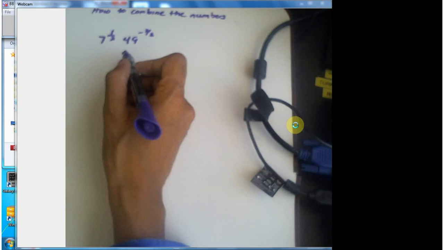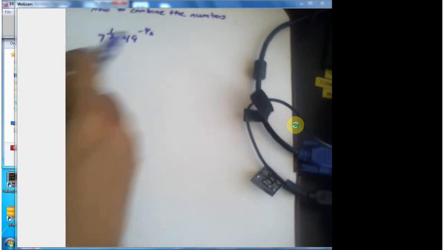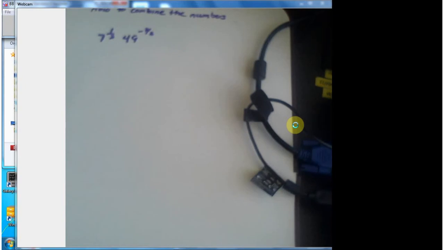One way is, but you'll get a decimal answer if you do that. You take 7 and raise it to the 1/3. Make sure your 1/3 is in parentheses, because if you don't put it in parentheses, it's not going to give you the right answer. 49 to the minus 2/3. You can put it on a calculator and multiply them out.